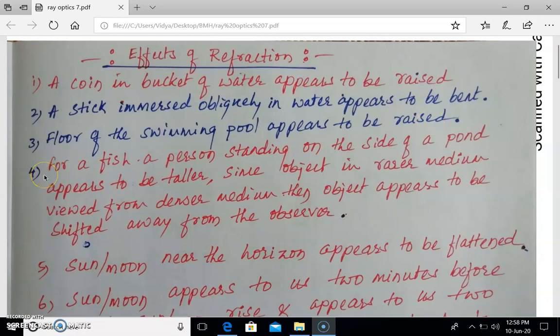The fourth effect of refraction, for a fish inside water, a person standing on the side of the pond appears to be taller to the fish. Since the object is in a rarer medium and it is viewed from a denser medium by the fish, the object appears to be shifted away from the observer.